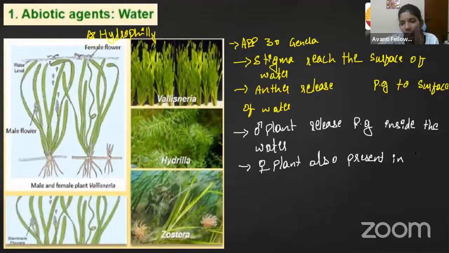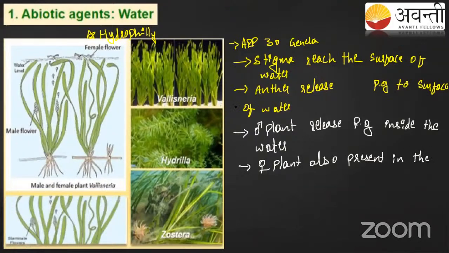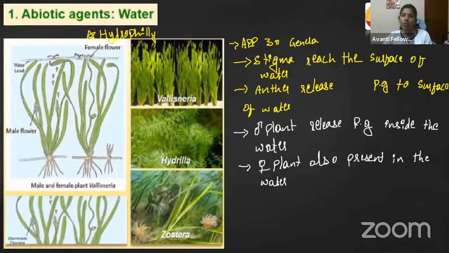The female plant is also present in the water. Okay, so if both the male plant and female plant are inside the water, then the male plant releases the pollen grain inside the water, and along with the water current the pollen grain moves towards the pistil, which is present inside the water itself. Then pollination will take place.